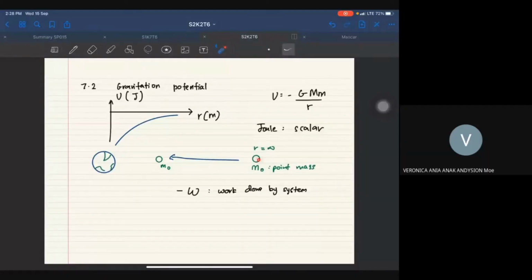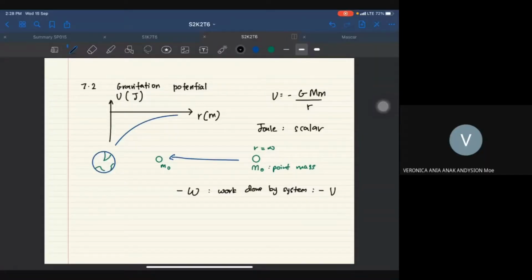So according to Newton, as long as you have two mass, mass 1, mass 2, you will have attractive force. Okay, so attractive force mean force yang menarik lah. So by itself, by logic, benda ni akan bergerak sendiri ataupun sistem ni yang buat kerja. So that's why the potential energy is negative. Okay, that's why you have negative U.